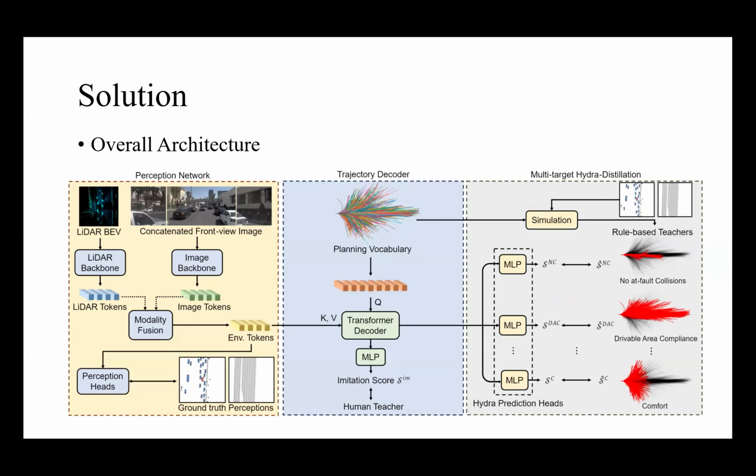This is our overall architecture, and there are three parts to it. There is the perception network, and there is a trajectory decoder that generates multiple trajectories. And our major novelty here is the multi-target Hydra distillation.